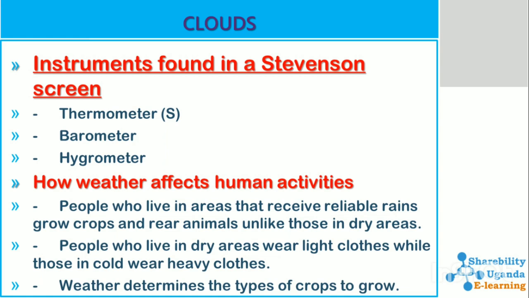Take for example people living in Karamoja. The land is very dry, it's infertile. There are some agricultural activities that cannot be performed in those areas.